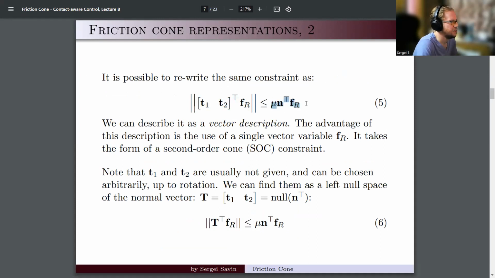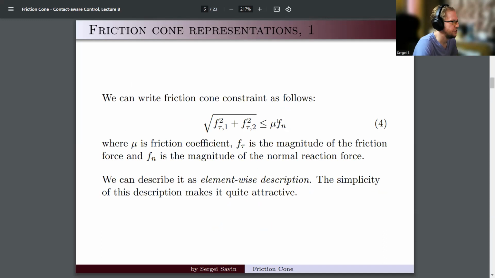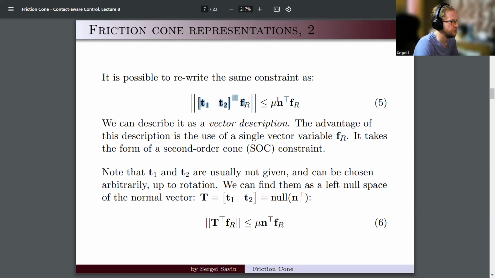What we have on the right-hand side is the normal reaction force. That is Fr times N transposed, which gives us the normal reaction force. This is the same as here. Just instead of coordinates, we got the recipe of how to get those coordinates, right? That's a recipe of how to get them.